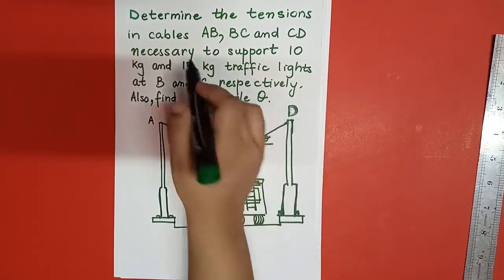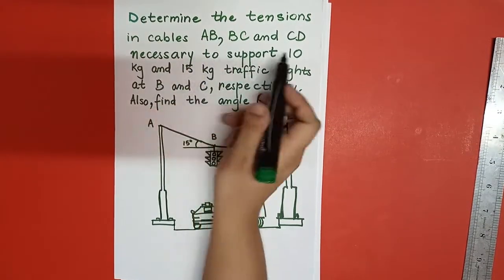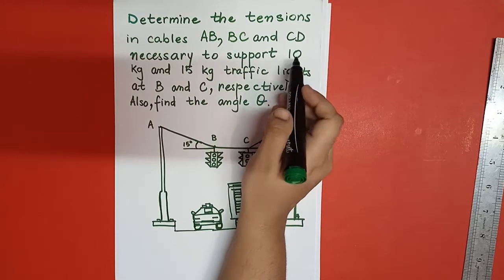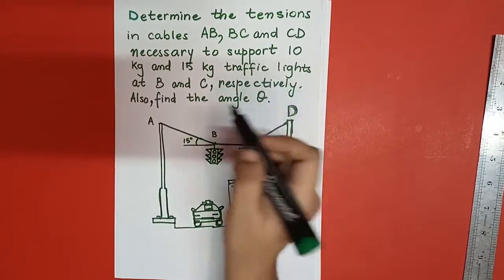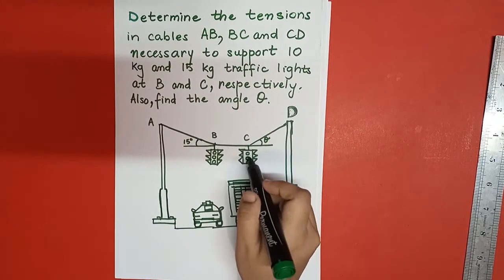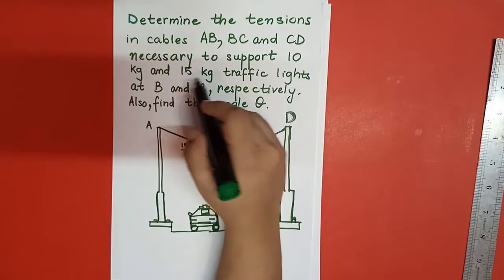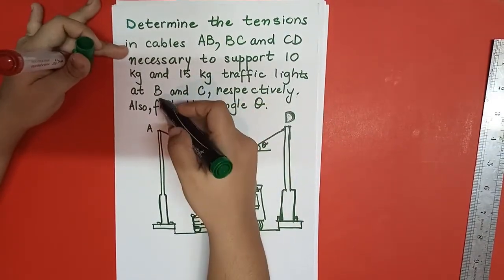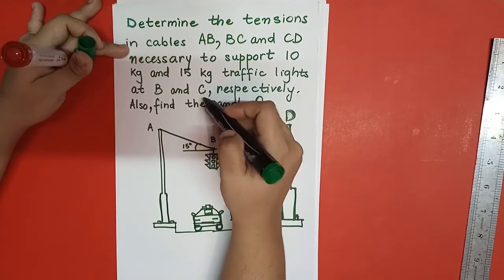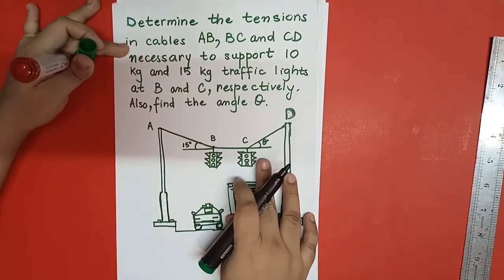So we have to support the traffic lights through these cables. The 10 kg traffic light must be at point B, and the 15 kg traffic light must be at point C, because it is given in the question: 10 kg and 15 kg traffic lights at B and C. So the first value is for B and the second value is for C, respectively. Also we have to find angle theta.